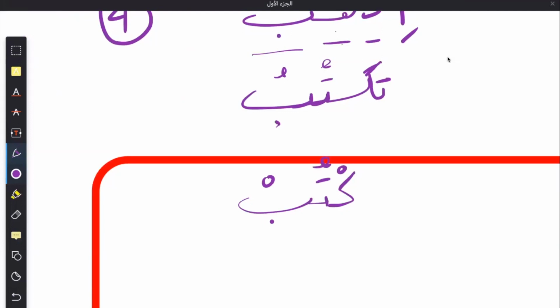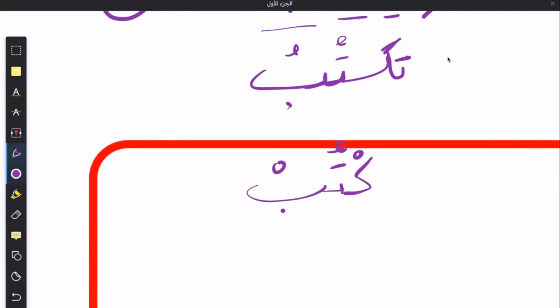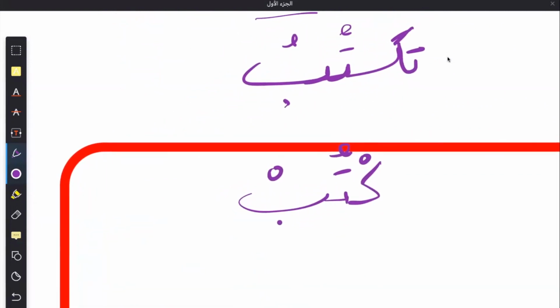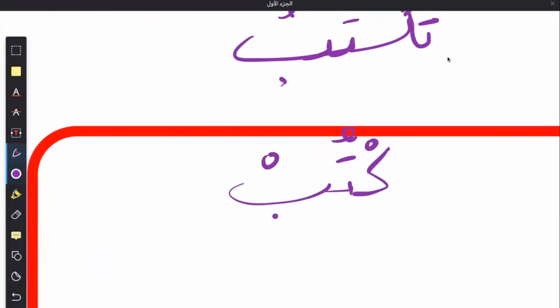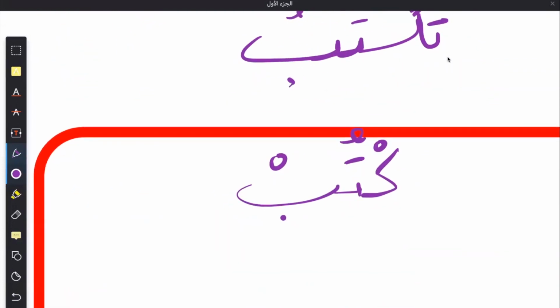Okay, so we have kaf with the sukun, ta with the dhamma, and ba with sukun. I'm combining everything, the 1, 2, and 3, all steps at once, which I'm sure you will be able to do very soon. And of course, we have a sukun. Then the fourth one is a little bit tricky because you see whether it has sukun or not. Okay, it has a sukun, so we need hamzatul wasl.